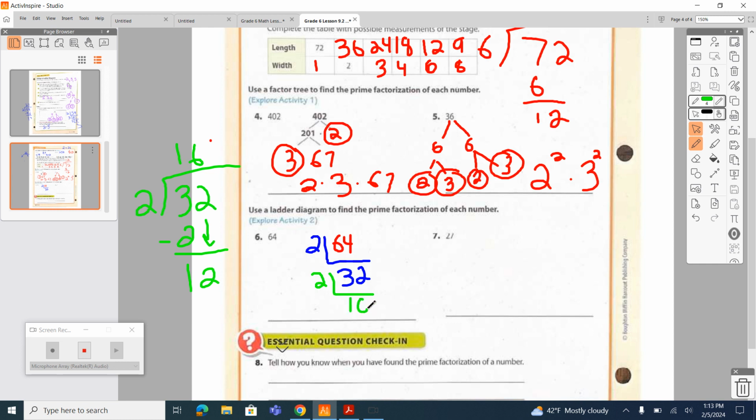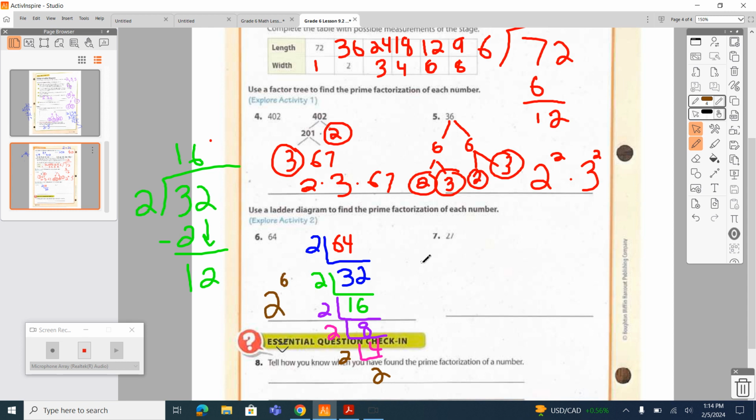And now, let's pick a different color. 16 divided by 2 is 8. I just keep changing colors so you can follow what I'm doing here. And 8 divided by 2 is 4. And 4 divided by 2. So all we have is 2 here. So we have 1, 2, 3, 4, 5, 6. So 64 can be written as 2 to the 6th power.